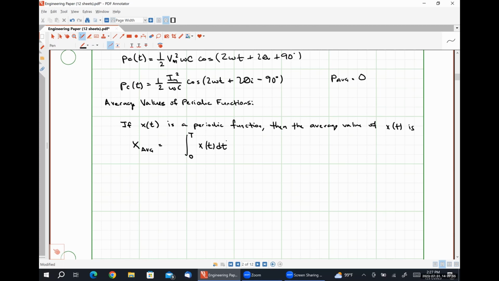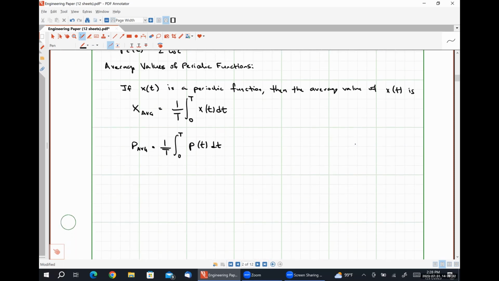And then we divide this integral by the time interval of the period. Okay, so we integrate the function over one period, and then we divide by the length of that period to get the average value. For our instantaneous power, this looks like 1 over T times the integral over one period of p of t, right? Well, we have an expression for p of t.